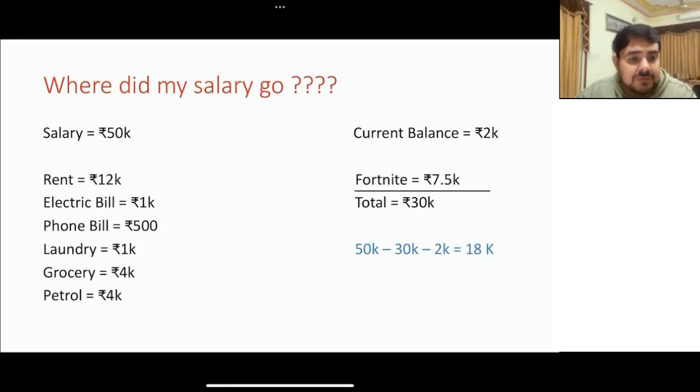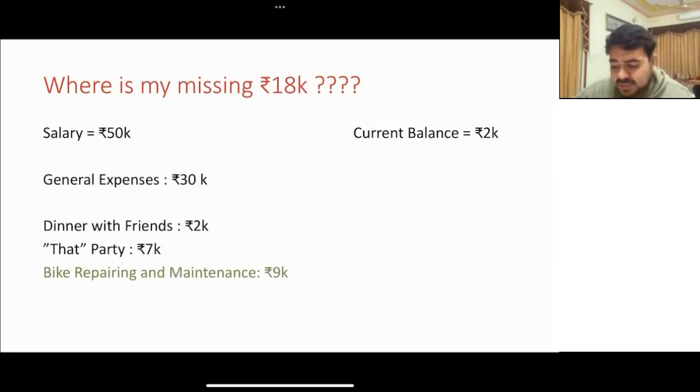Now, if I have to see where it went, I go to the bank statement and dig for more, because these are the general expenses which I remember, right? So I'll go to the bank statement again. Now I realize, okay, my general expenses are 30K, but I had one dinner with my friend, which cost me around 2K, and that party, damn good party, damn good weekend, right?